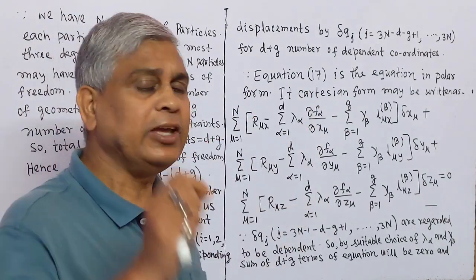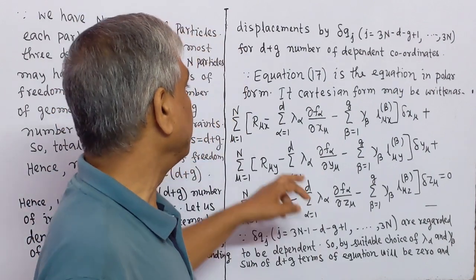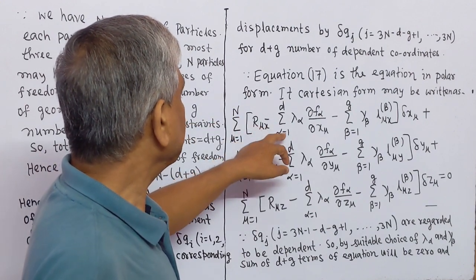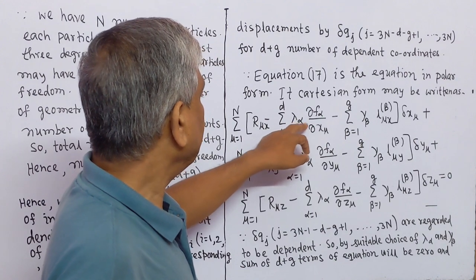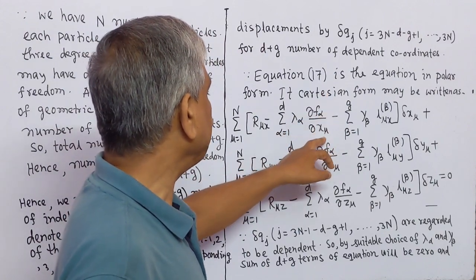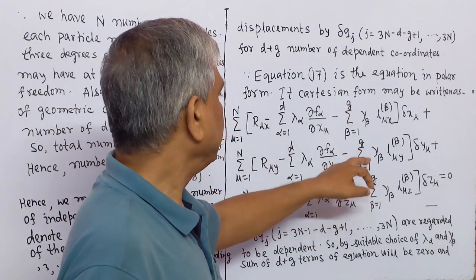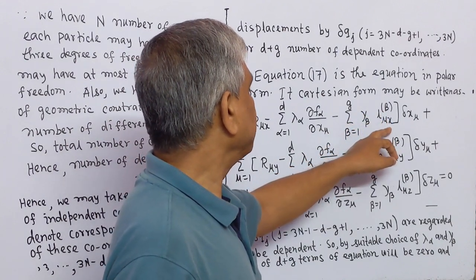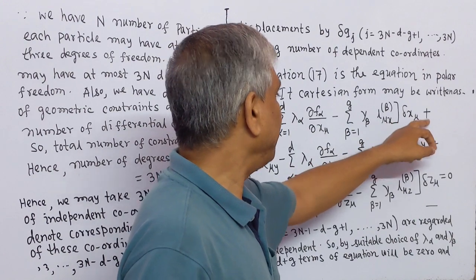Equation 17 is the equation in polar form. So we may write this in Cartesian form as follows. Sigma mu equal to 1 to n, R mu x minus sigma alpha equal to 1 to d lambda alpha, partial derivative of f alpha with respect to x mu, minus sigma beta equal to 1 to g gamma beta l mu x beta, bracket close, delta x mu, plus.